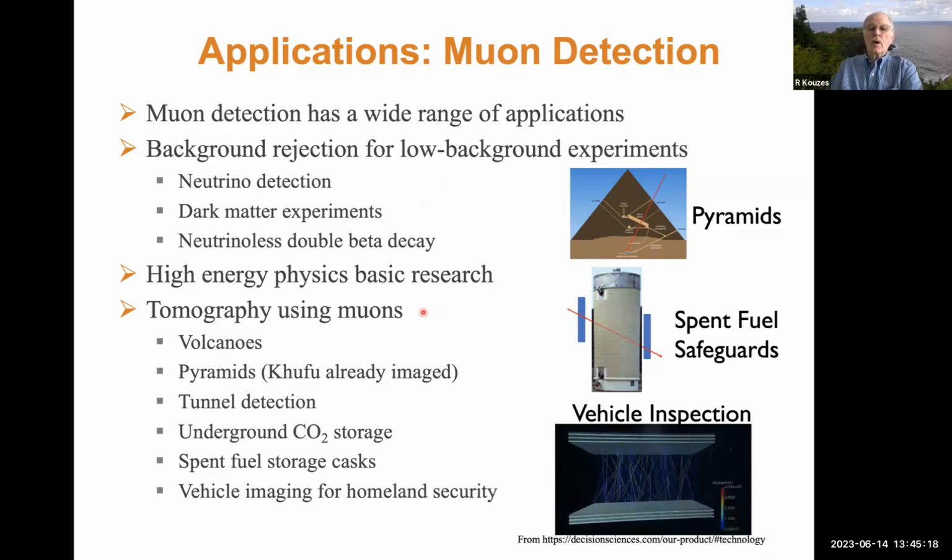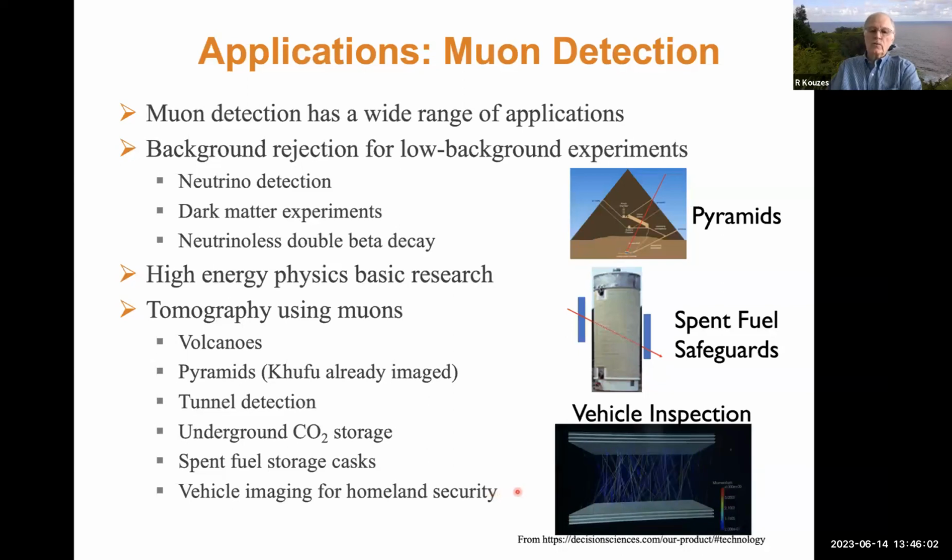But what I'm going to talk more about is tomography. Muons that are produced in the upper atmosphere come down toward the Earth, and they come mostly vertically. It's a cosine squared distribution with angle. And they've been used to image volcanoes. They've been used to image pyramids. They've been proposed for tunnel detection. They've been proposed for use in carbon CO2 storage, underground storage, which I'll say something about. They've been looked at for possible use in spent fuel storage container applications. And they've been tested for viewing vehicles for Homeland Security border crossing applications.